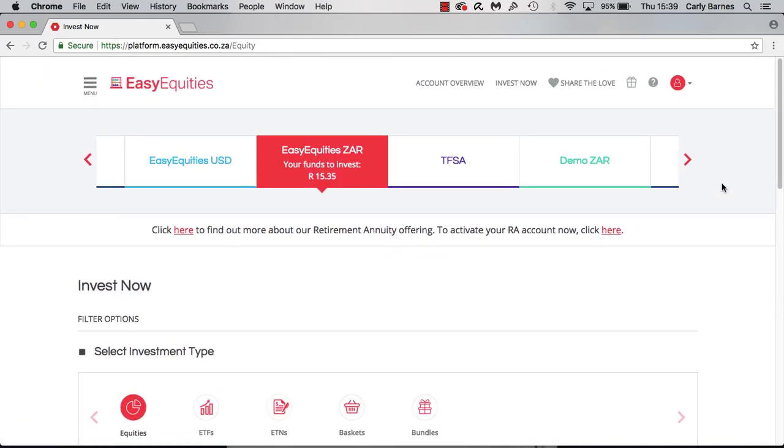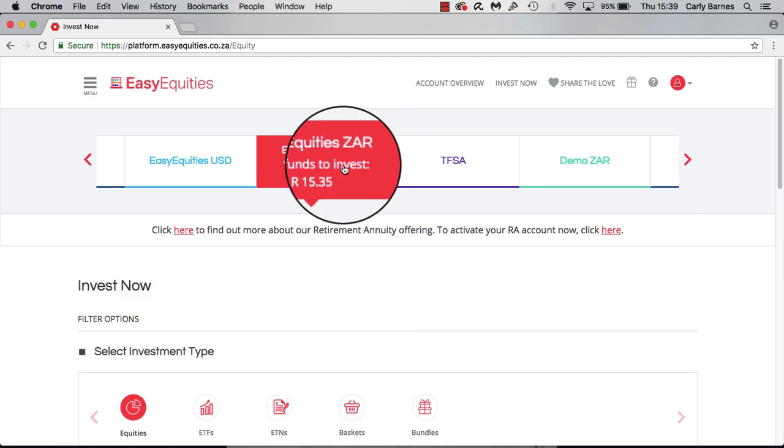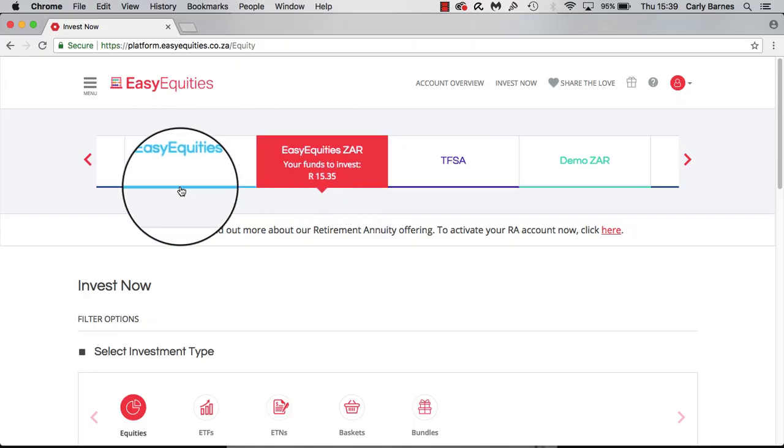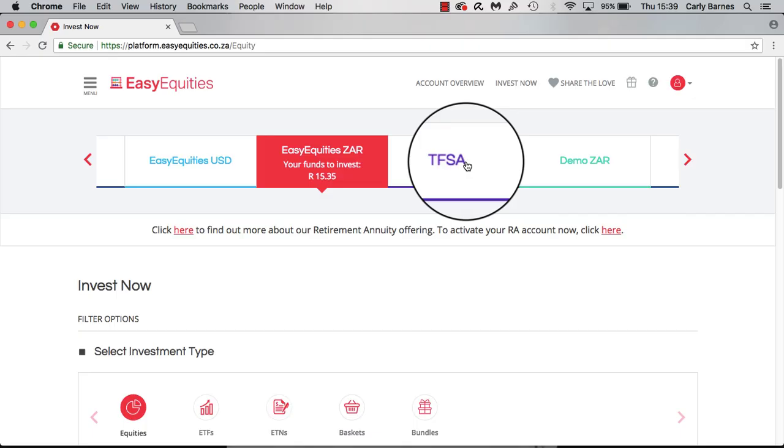Now you'll see here that there's a couple of different accounts that you get when you first sign up on Easy Equities. You'll get a ZAR account. This is the South African stock market. You'll get a US account, which allows you to invest in American stocks and ETFs. And then you also get a tax-free savings account, which is exactly what it sounds like, a way to invest up to a certain limit every year, completely tax-free.